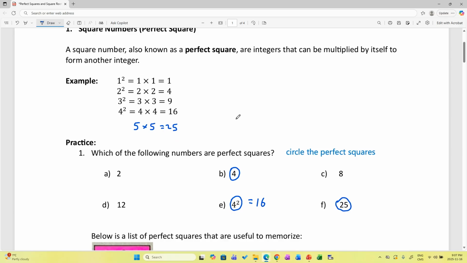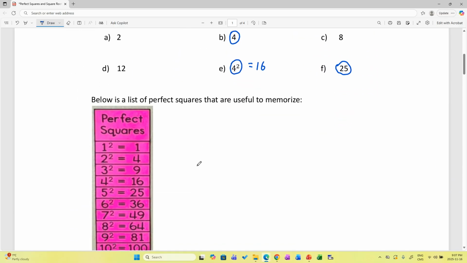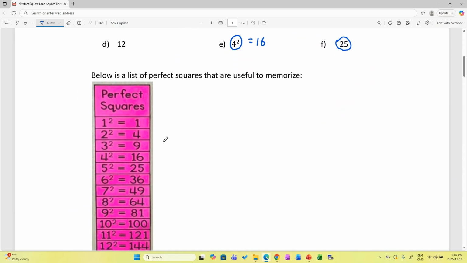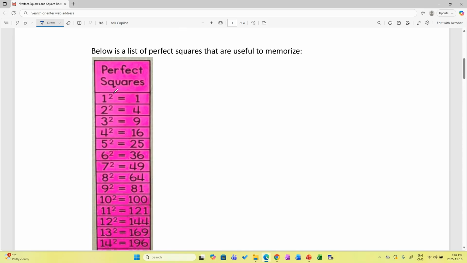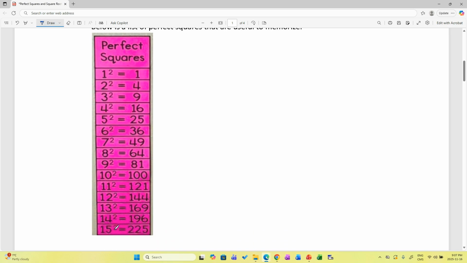And hopefully you're noticing a pattern, but here's a list of perfect squares that would be useful for you to memorize. From 1 squared, 2 squared, 3 squared, 4 squared, 5 squared, all the way down to 15 squared, and the results of them. So 1, 4, 9, 16, 25, 36, all the way to 15 times 15, which is 225.